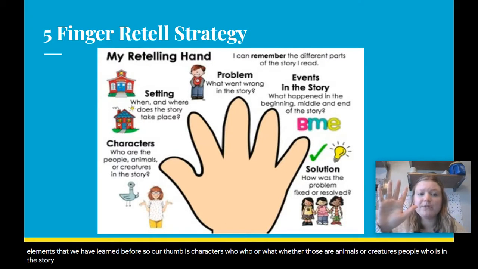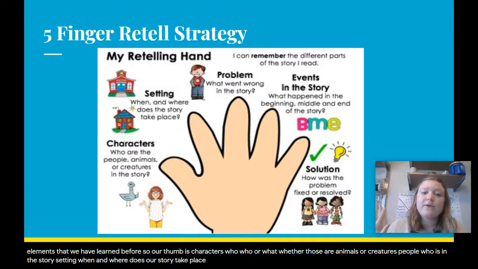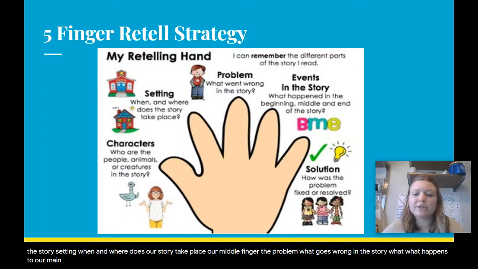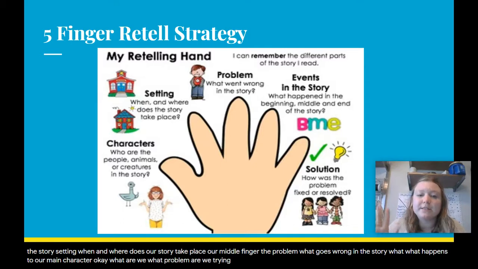Our pointer finger, the setting. When and where does our story take place? Our middle finger, the problem. What goes wrong in the story? What happens to our main character? What problem are we trying to solve?